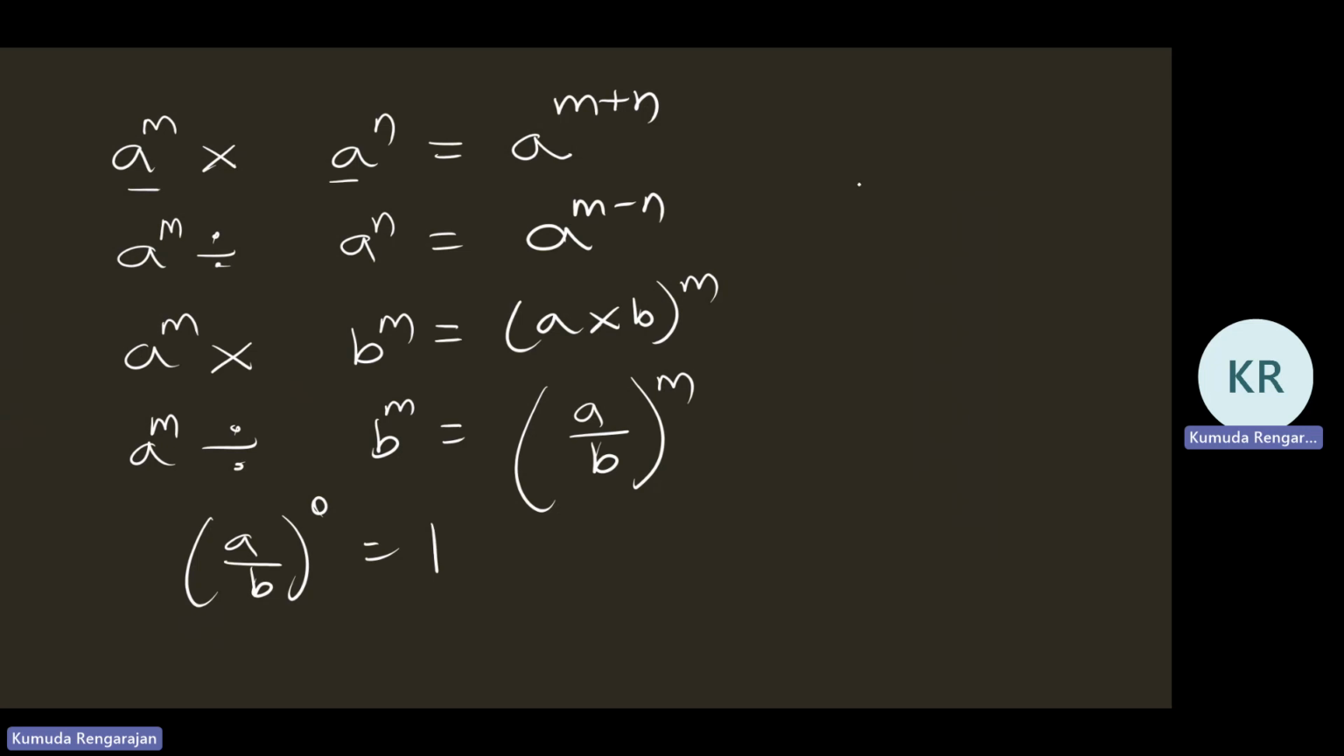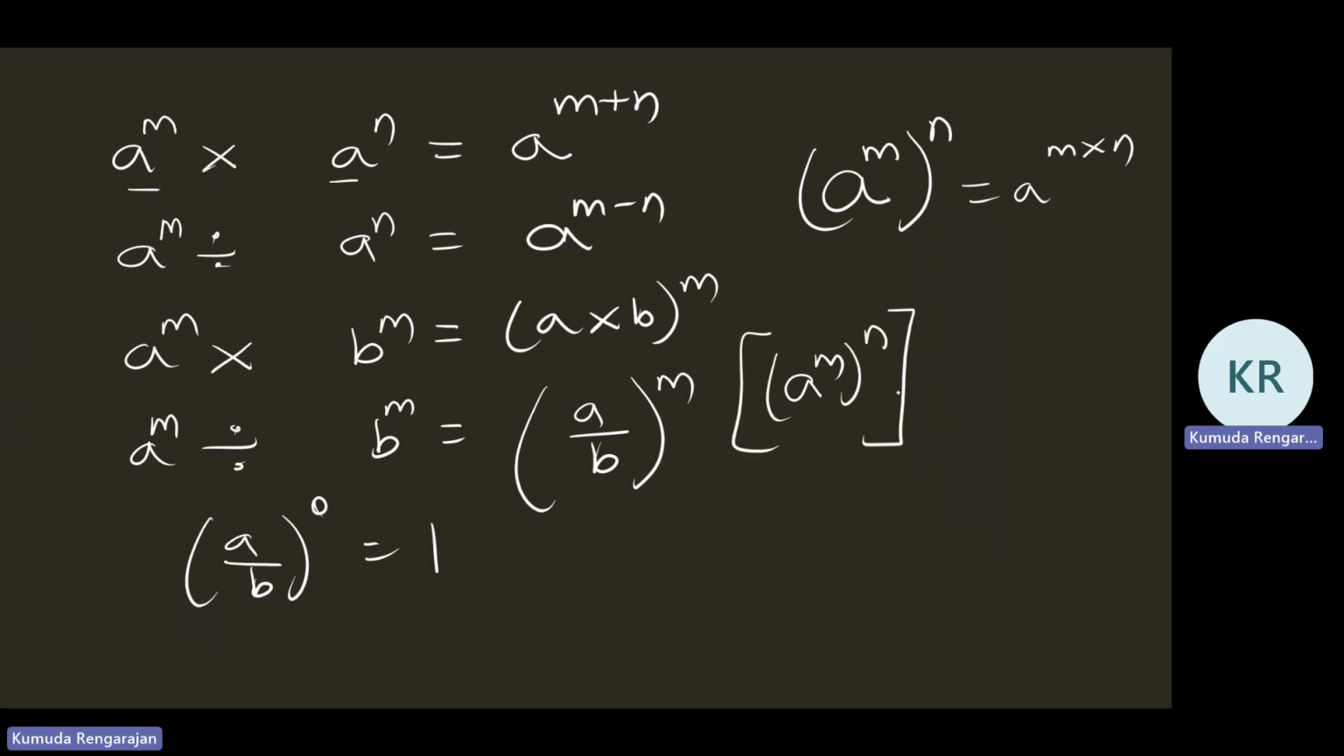And one more rule is, if you have A raised to the power m, the whole raised to the power n, if one base is raised to many powers, you should just multiply the powers, m into n. Supposing A is raised to m, raised to n, and that's again raised to the power p, multiply the powers: A to the power m into n into p. There'll be only one base, but if it has many powers, simply multiply all the powers.